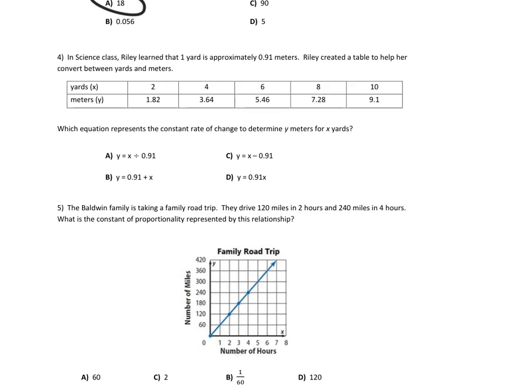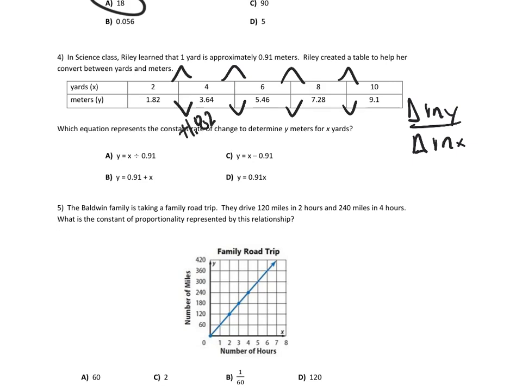Number 4, in science class, Riley learned that 1 yard is approximately 0.91 meters. Riley created a table. Which equation represents the constant rate of change? Okay, we're talking our change here, guys. We're going to find it again. Change in Y over change in X. Okay, the change in Y on the bottom is plus 1.82. Okay, plus 1.82. The change in the top is plus 2.